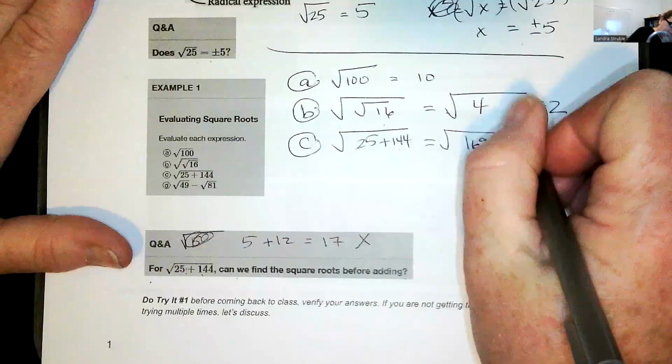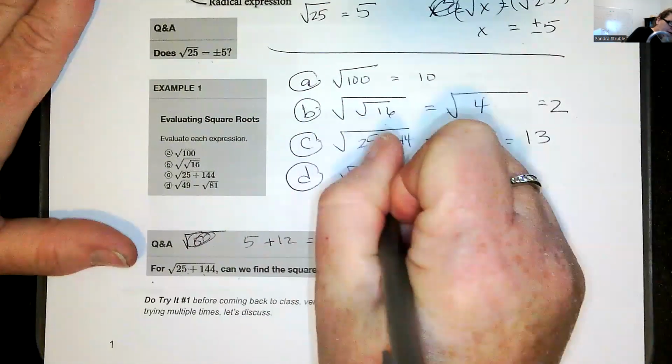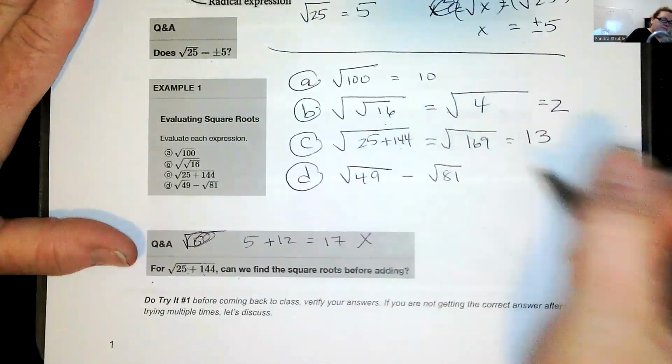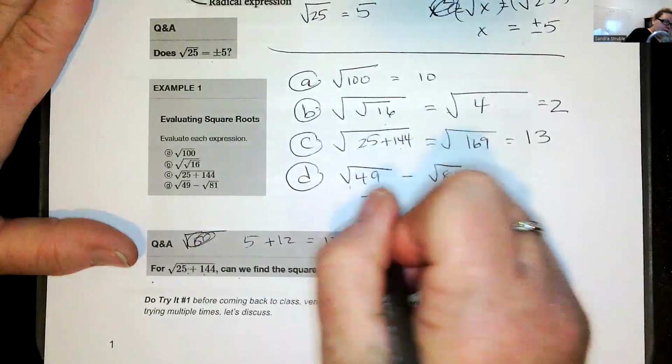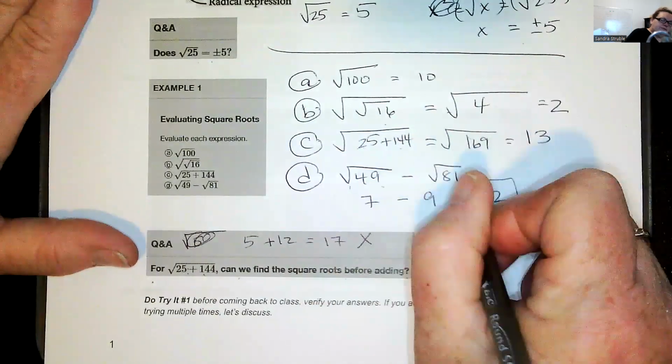All right, and then D is the square root of 49 minus the square root of 81. Square root of 49 is 7. Square root of 81 is 9. So the answer is -2. Okay.